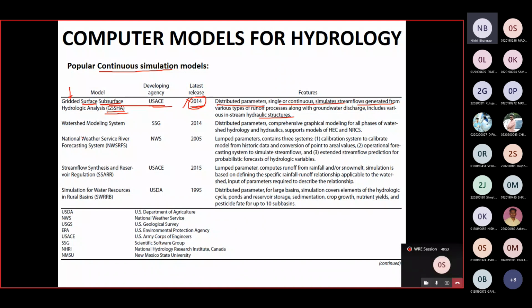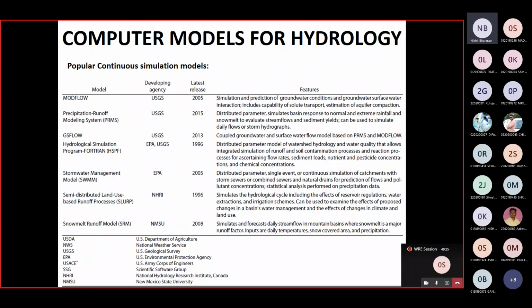Along with that, there are various models, like the watershed modeling system, which is called the WMS. Okay, in short, this is the WMS. Then we are having the National Weather Services river forecasting system. Then we are having the stream flow synthesis and reservoir regulation, simulation of the water resources in the rural basin. Like that, we are having some other models as well. The short forms of all these are enlisted here. You need to remember these short forms. Along with that, you might have heard about MODFLOW. This is also a very popular software for the continuous simulation.